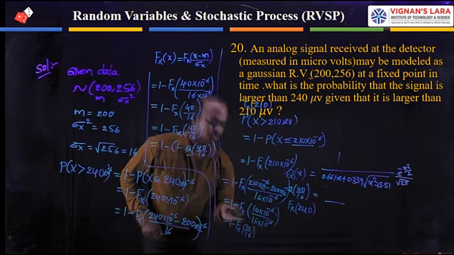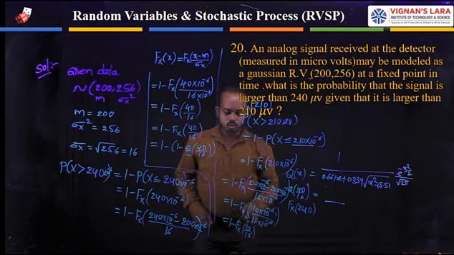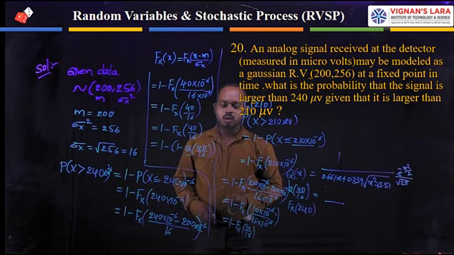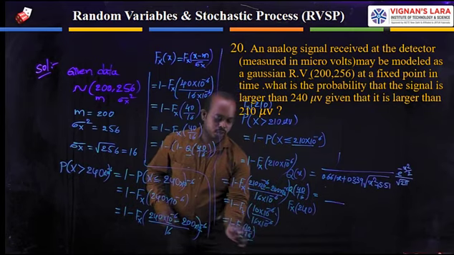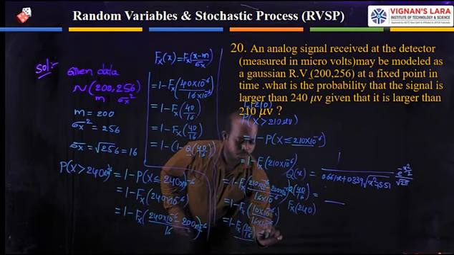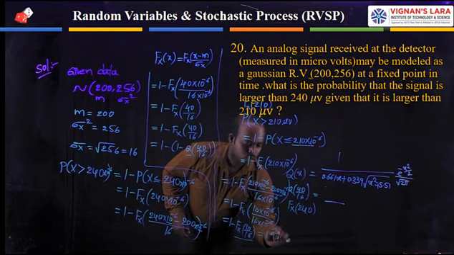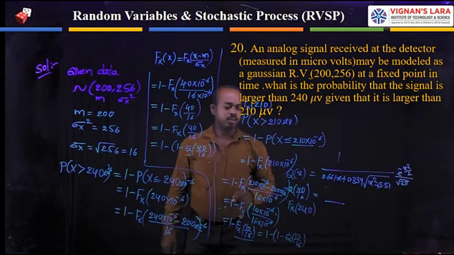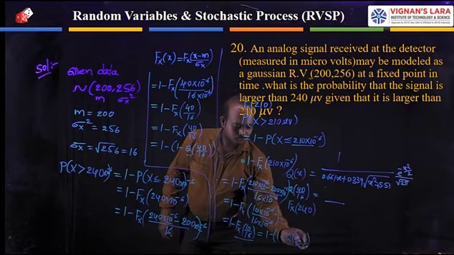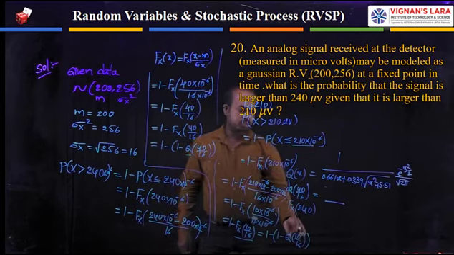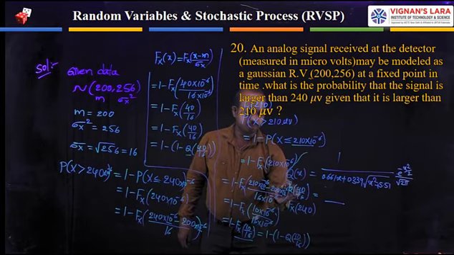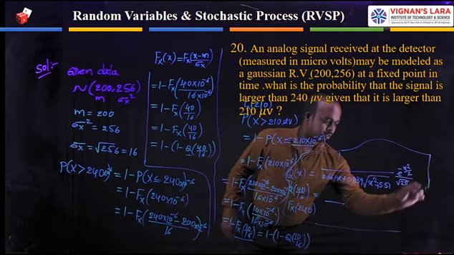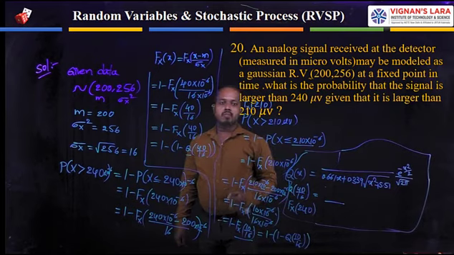Here we can find the quantity fx of 10 by 16 by using the Q function factor. Here I am taking the Q function value, that is 1 minus Q of 10 divided by 16. You can find Q of 10 divided by 16 by using this formula. By using this, you can find the value for 210 microvolts.